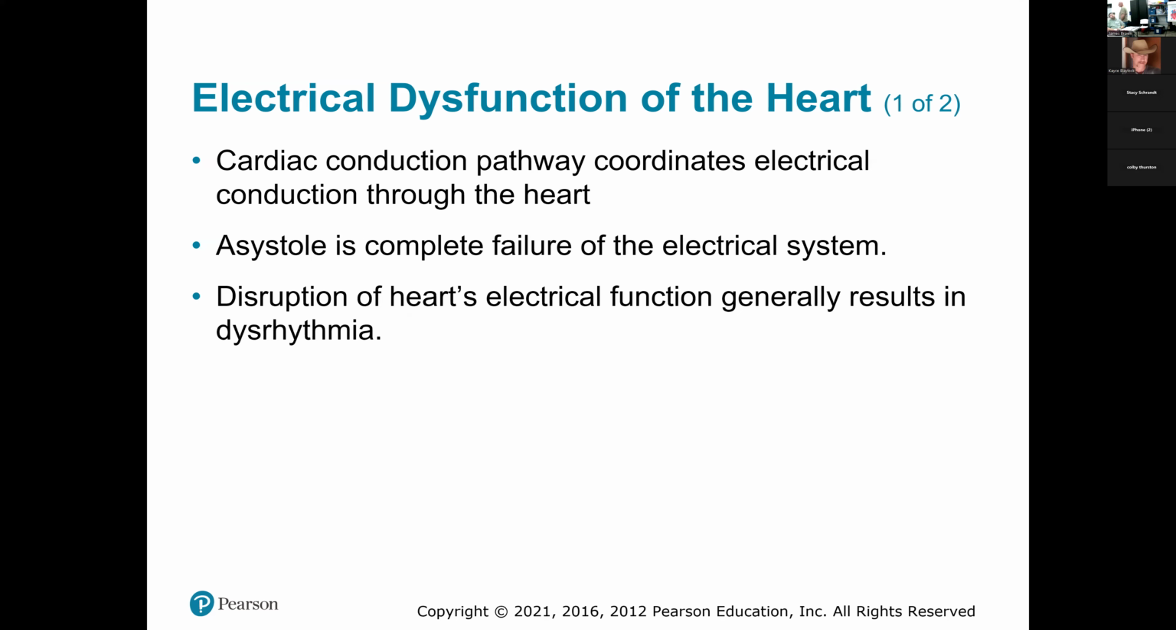When we talk about bundle branch blocks, I thought I heard Stacy say something about that while I was here last night. A bundle branch block is basically an interruption in electrical activity that's causing some kind of dysrhythmia of the heart.